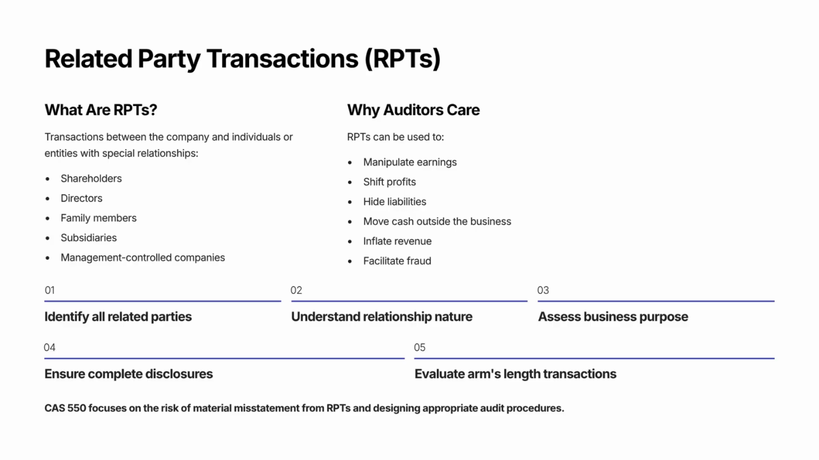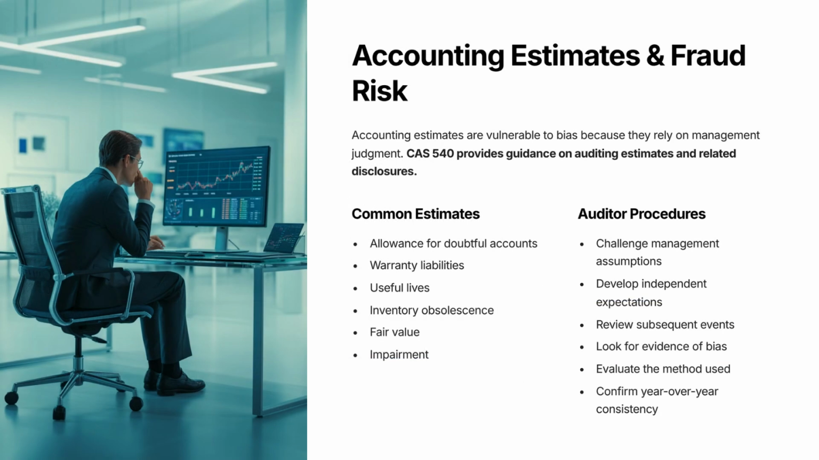Your job as an auditor is to identify all related parties, understand the nature of the relationship, assess the business purpose of the transaction, ensure disclosures are complete, evaluate whether the transactions occurred at arm's length. Unlike normal transactions, RPTs come with an inherent risk of misstatement simply because of the relationship involved. One of the biggest areas where fraud shows up is accounting estimates.